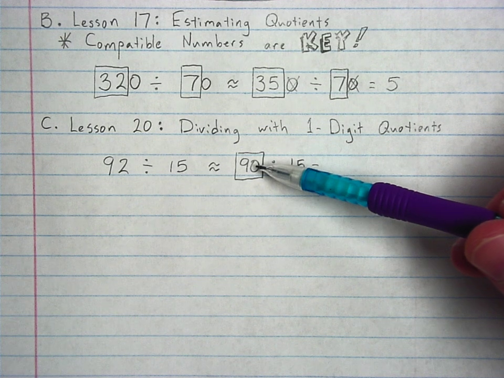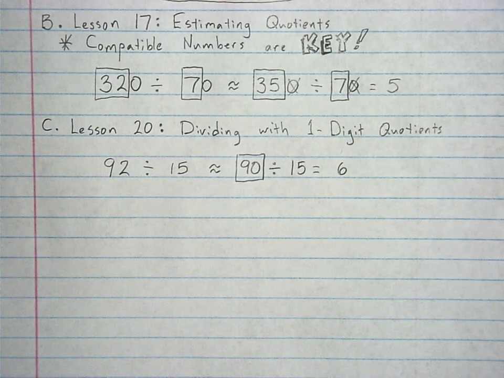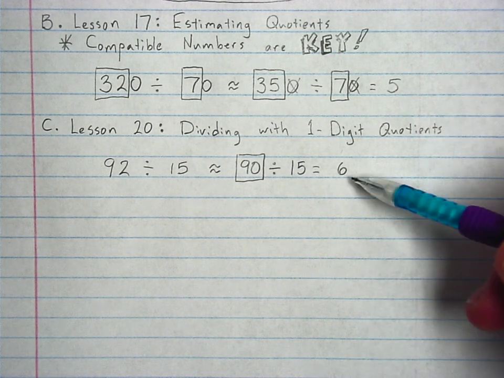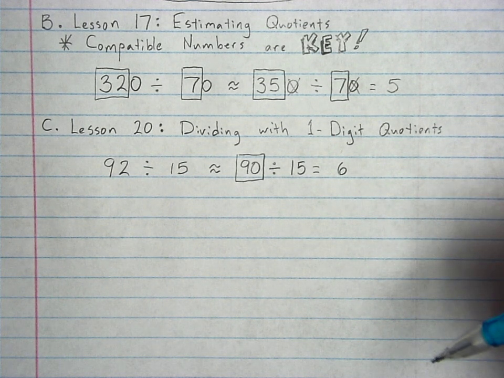If there are 3 30s, then 3 times 2, 15 should go in about 6 times. My answer should be 5 something. Okay, it's going to be a little lower than this. It should be really close to 6, though. Let's work it out and see what we get.